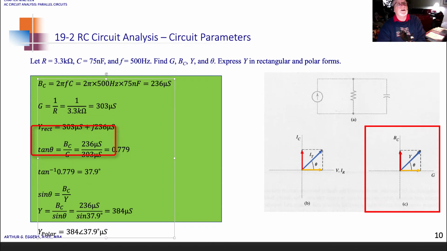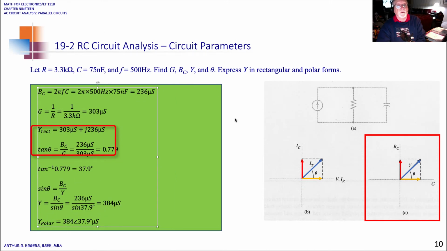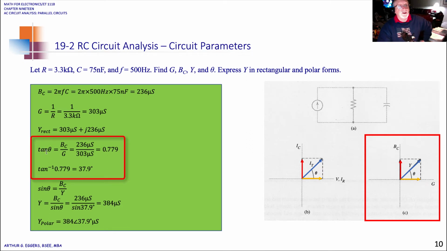So now we can see how we're using some of our other values here to help us solve for these circuit parameters. Okay, so now just like we've done before, let's take the tangent of theta relationship. Since it is B sub C over G, both are values that we have, we put them into the quotient, and we get a value of 0.779. That value then, taking the inverse tangent, gives us a phase angle of 37.9 degrees.